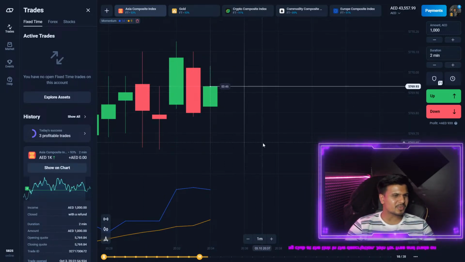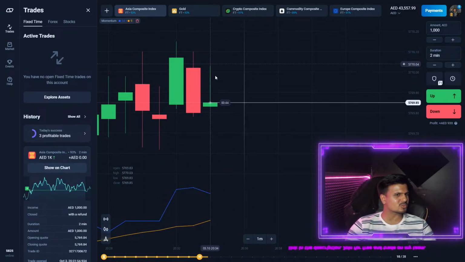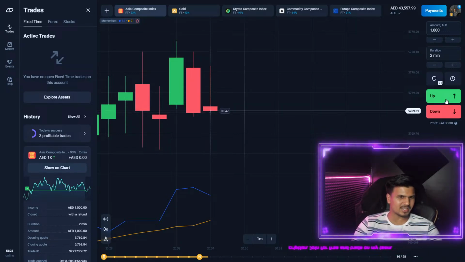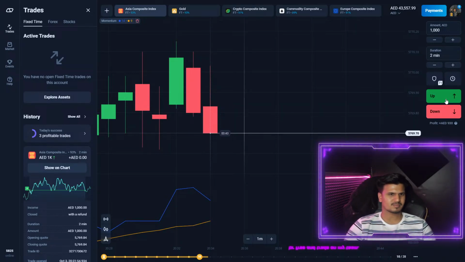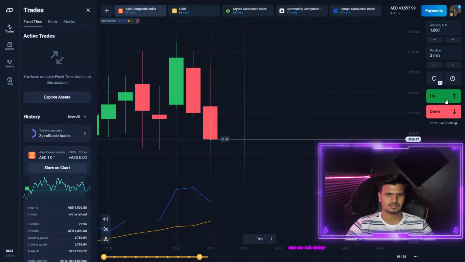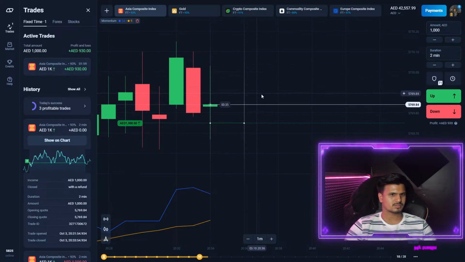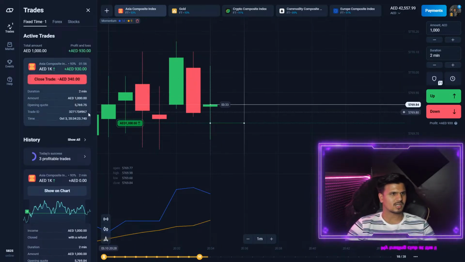And it's not pretty well, because for the last 2 minutes it was moving in a very profitable direction. But suddenly it changed. Let's focus on the next trade.